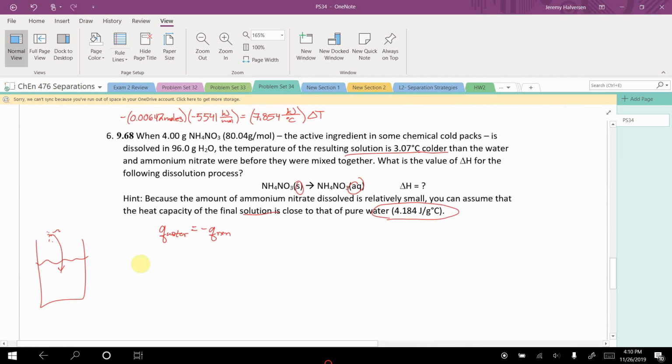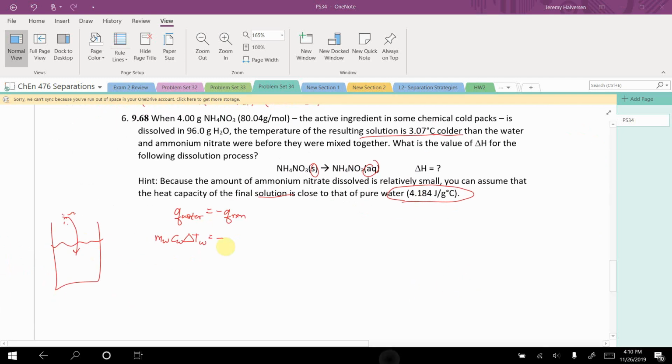All right, what's happening to my water? Well, it's changing temperature, so I'm going to have an M water, C water, delta T water. Negative, what's happening? I've got a reaction. I'm going to have N reaction, delta H reaction. And what's the value of delta H? That's our goal. So do we have the mass? Oh, my mistake. Backtrack here. Is it the water that's changing temperature?